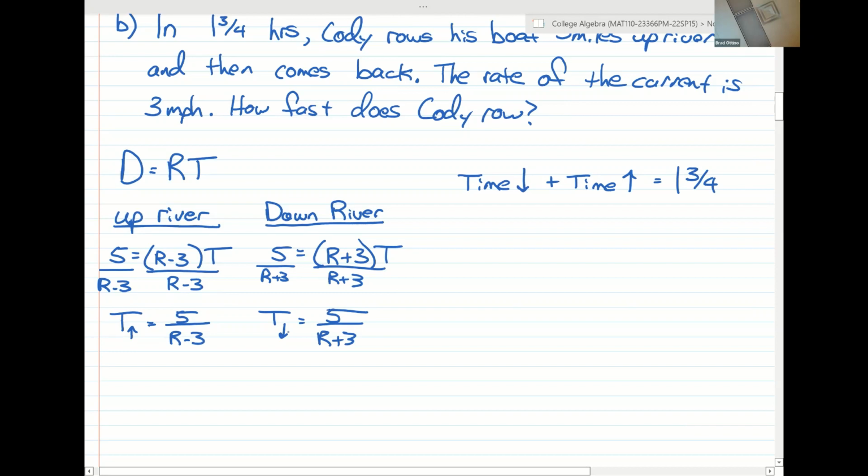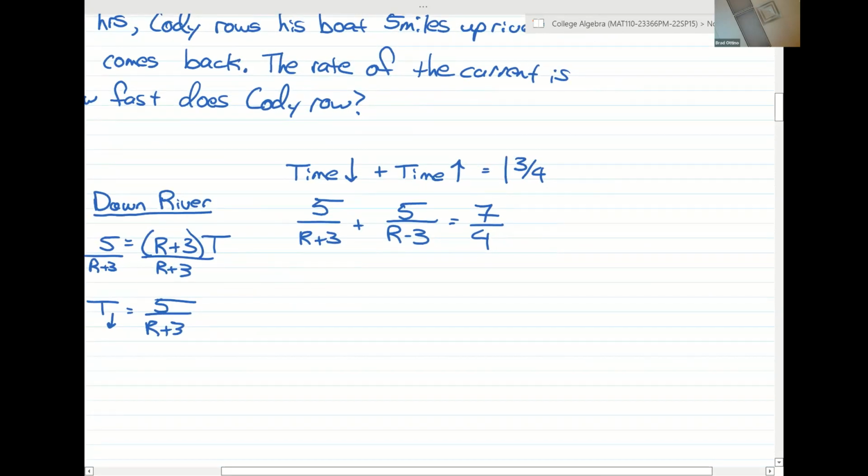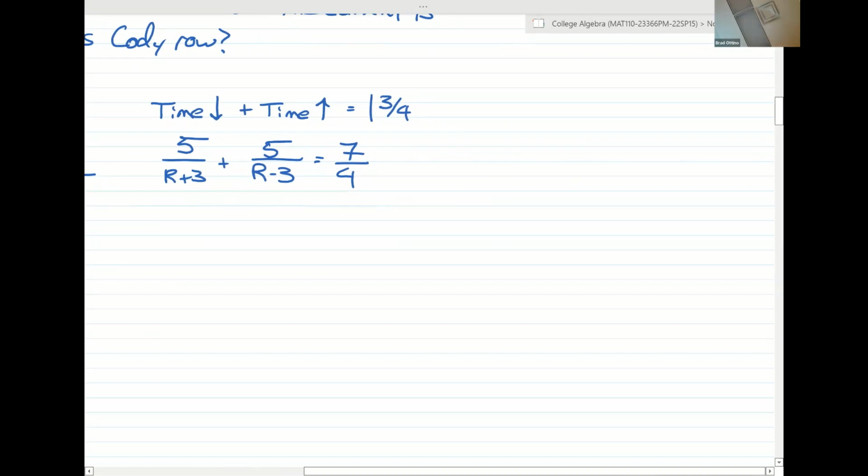So let's combine both of those. The time going down the river, we said, was 5 over r plus 3. The time going upriver was 5 over r minus 3. That's equal to 1 3/4. It might be easier if we just write it as 7/4, so that we could solve this as an equation, just like we did in the first example. Give us a little bit more room here, a little more screen space.